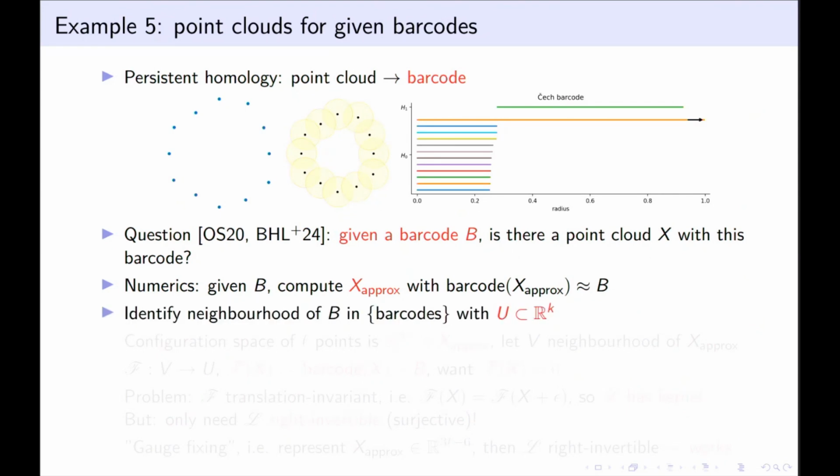In fact, right now, I will be more precise about it. To make this precise, we need to fix some neighborhood in this space of barcodes of our barcode B and identify this with some Euclidean set. You can imagine the Euclidean parameters exactly parameterize the start and end points of your barcodes. So this is one way how you can identify this space of barcodes with a Euclidean subset.